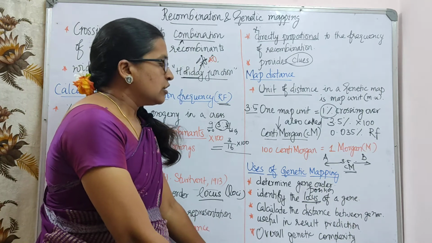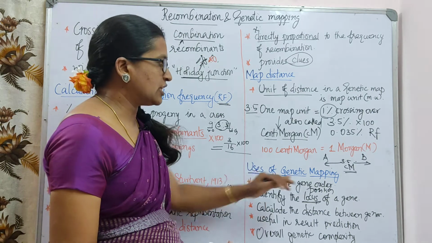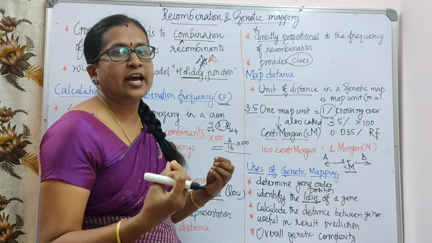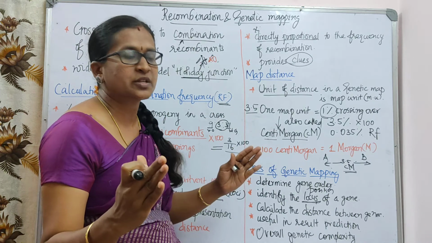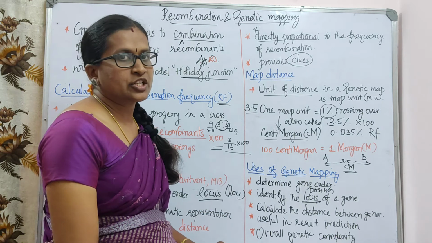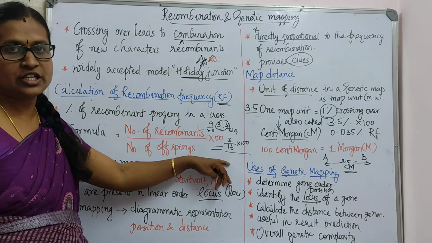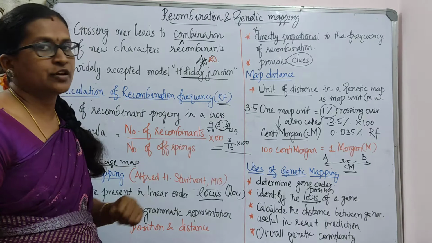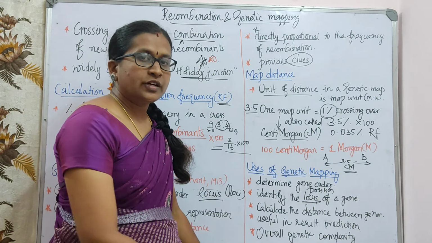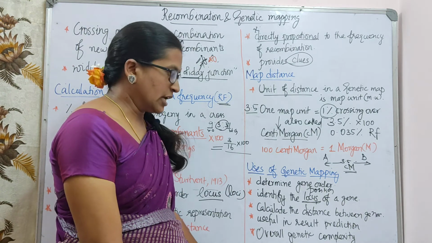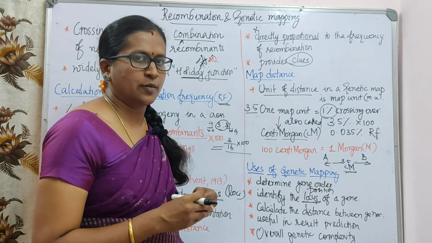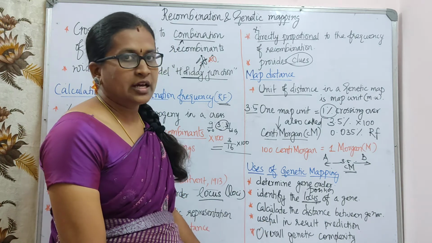The third thing is to calculate the distance between genes. As I said, there are lots and lots of genes. We want to find where each is present and at what distance. For that this is very, very useful. Next thing is result prediction. As I said in recombination frequency, for a dihybrid cross I have given the formula and we can find the recombination frequency. Like that, for whatever genetical or Mendelian crosses there are, we can predict the results. For example, dihybrid, trihybrid, incomplete dominance crosses, we can also predict the results.